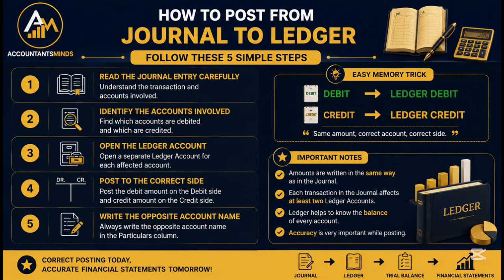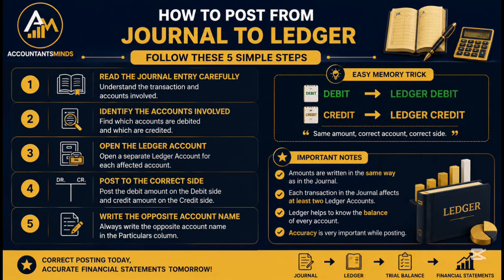Fourth, post each account to the correct side. Debit stays on the debit side. Credit stays on the credit side. Finally, write the opposite account name in the particulars column. This helps us identify which account the transaction relates to.